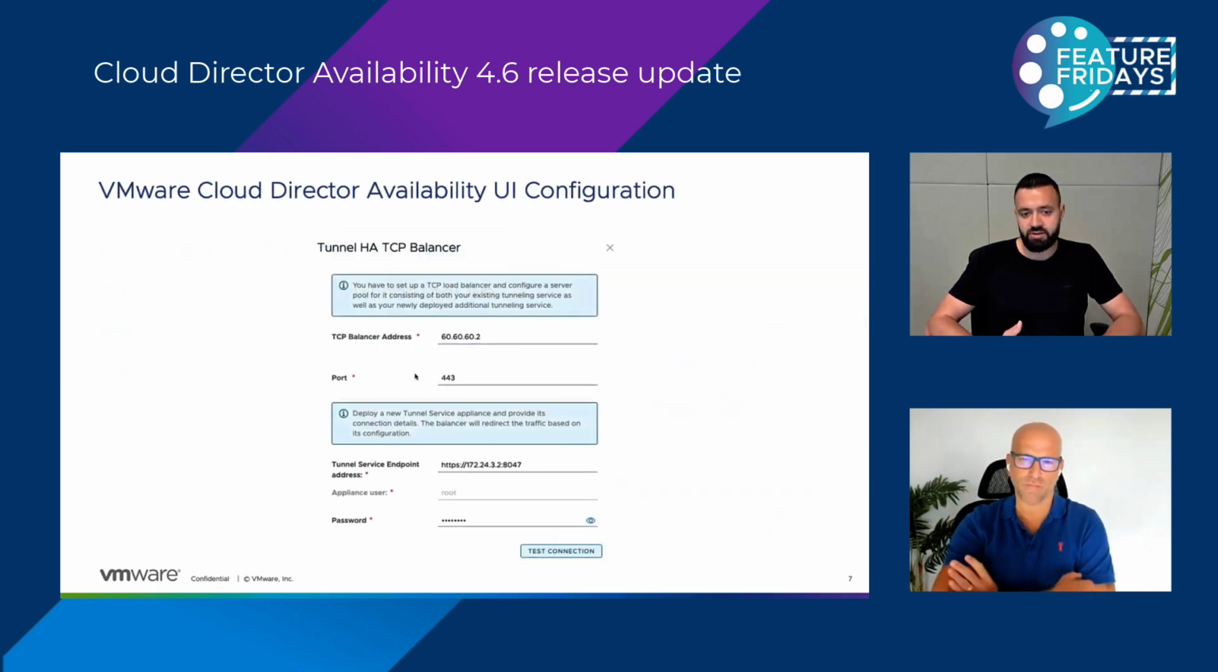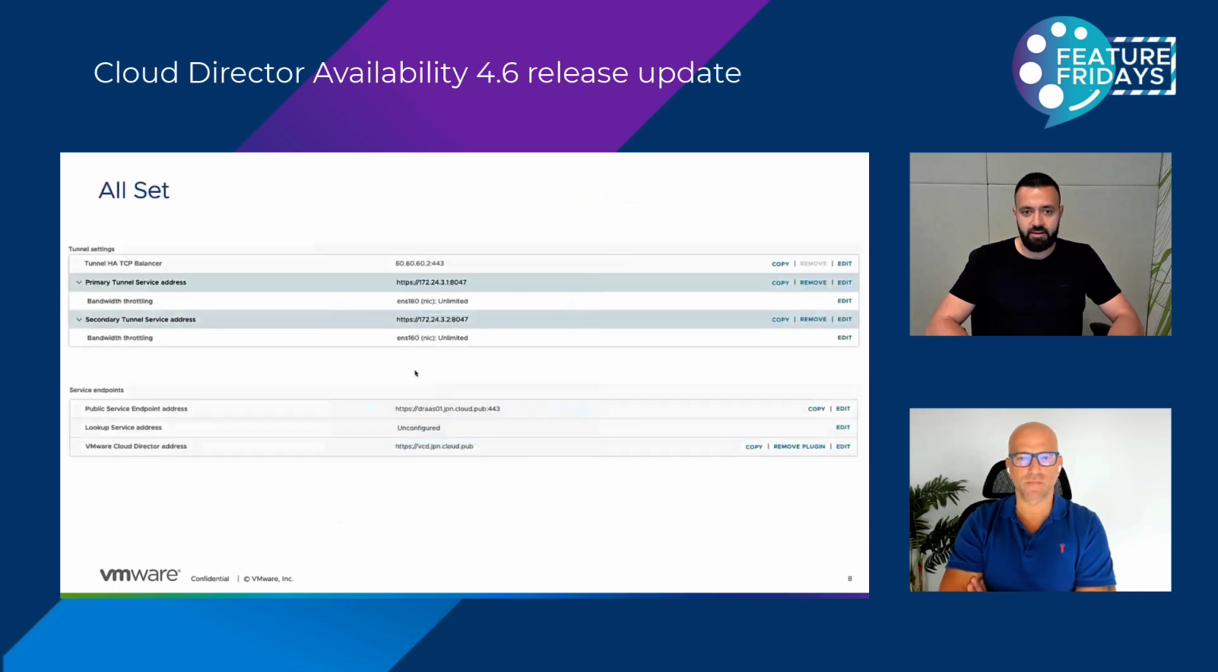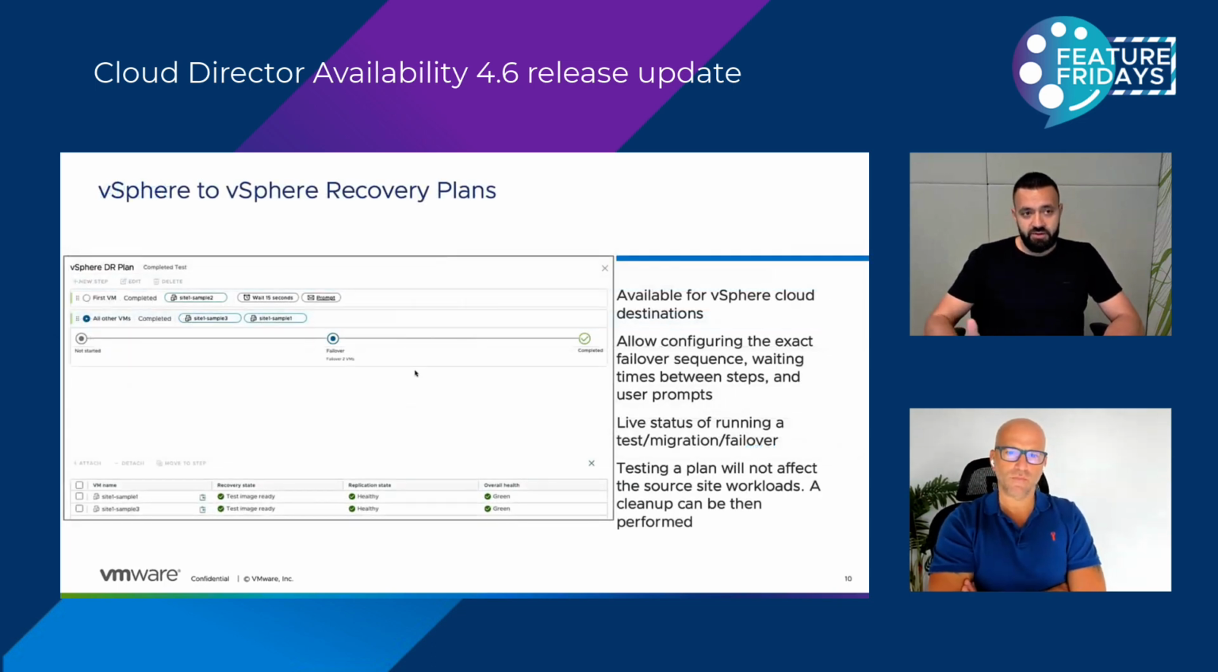So the new screen in the Cloud Director Availability settings, where we add the virtual IP of the load balancer, the port that the service is running, and the second tunnel endpoint. If it is a brand new appliance, once you provide the initial password and click test connection, you'll be asked to change the root password. So you don't need to do this in advance in order to have it connected. And this is how it looks as a fully configured thing as a final stage in the Cloud Director Availability settings.